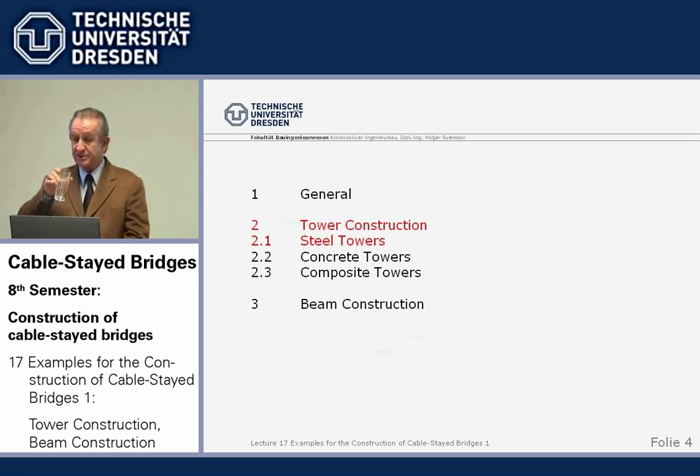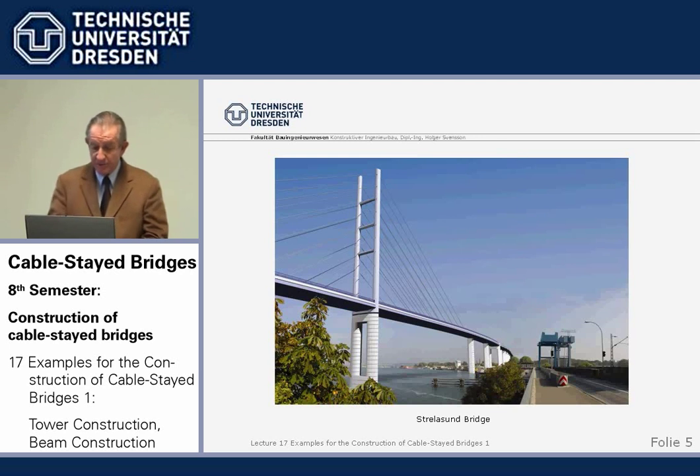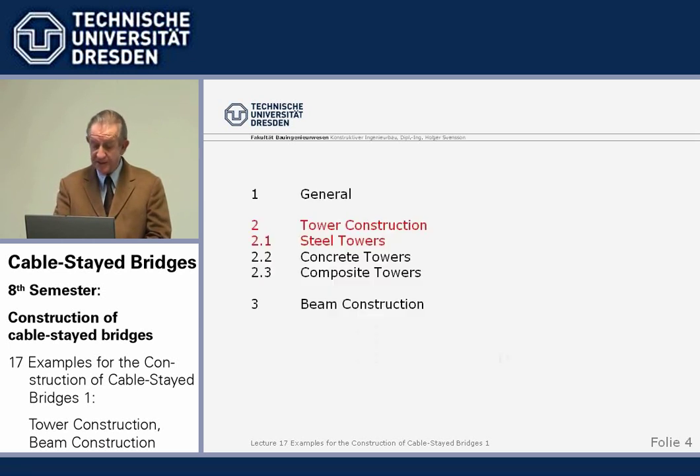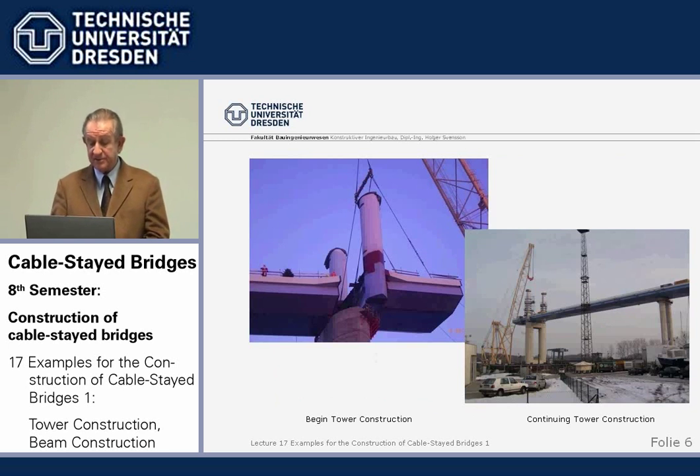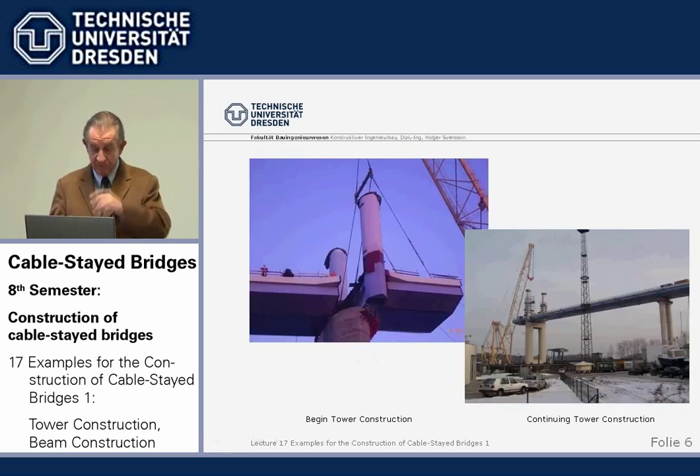As mentioned, we start with tower construction. First, steel towers. We use as an example the recent Strelasund Bridge, which connects the island of Rügen with Mecklenburg. In this case, we have a steel tower on top of a concrete pier, and this steel tower was pre-assembled in pieces. The bottom part was connected to the first part of the beam, and this part of the structure was lifted in one piece up onto the concrete pier.